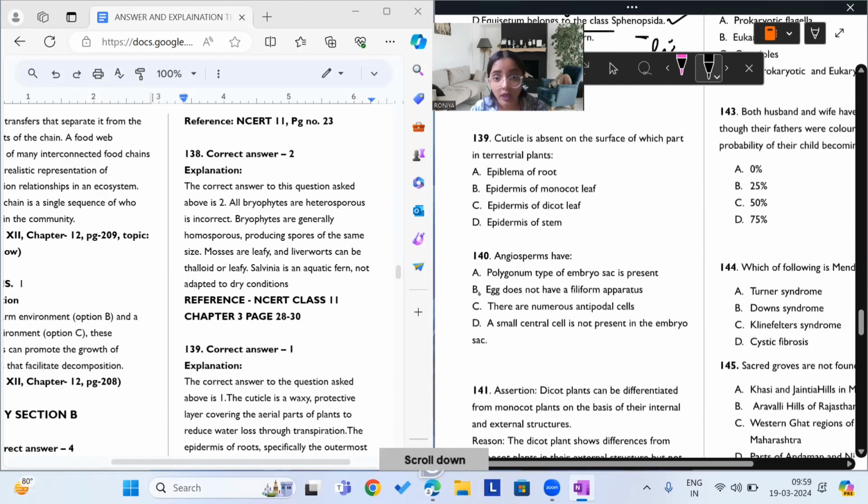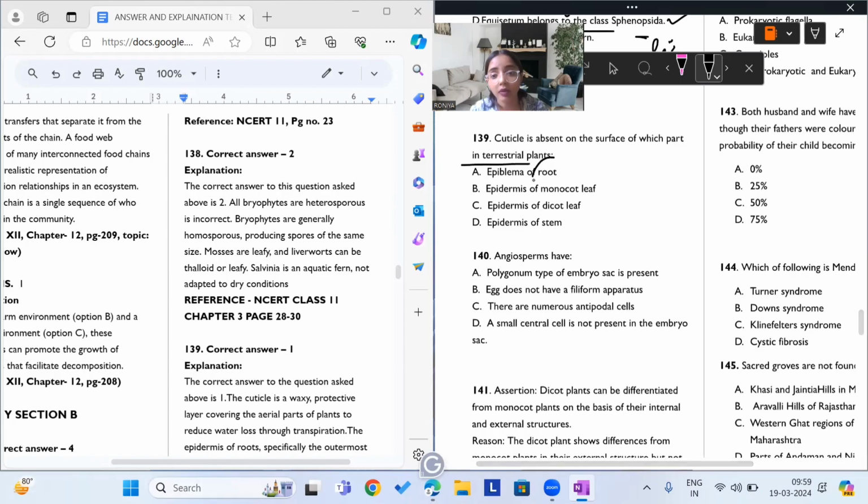Okay. 139. Cuticle is absent on the surface of which terrestrial plant? Cuticle cannot be found on roots. So the answer is option number 1, epiblema of root. Leaves and stems have cuticle.